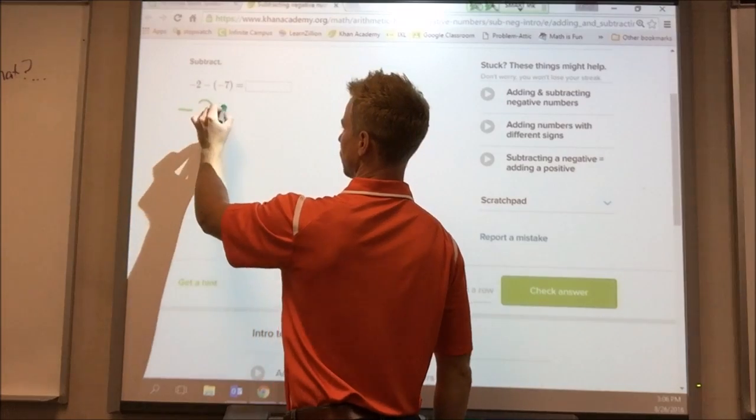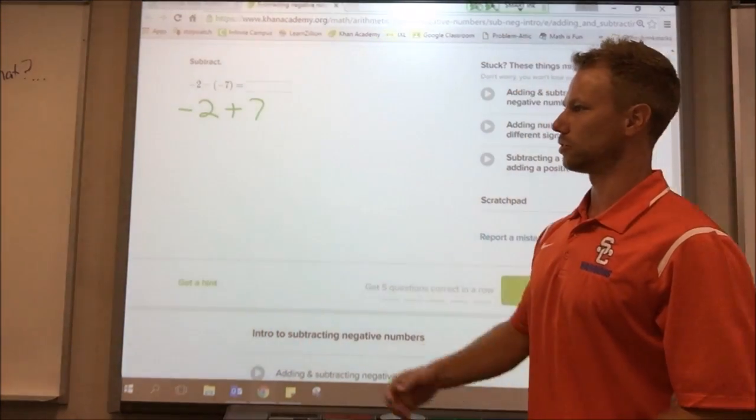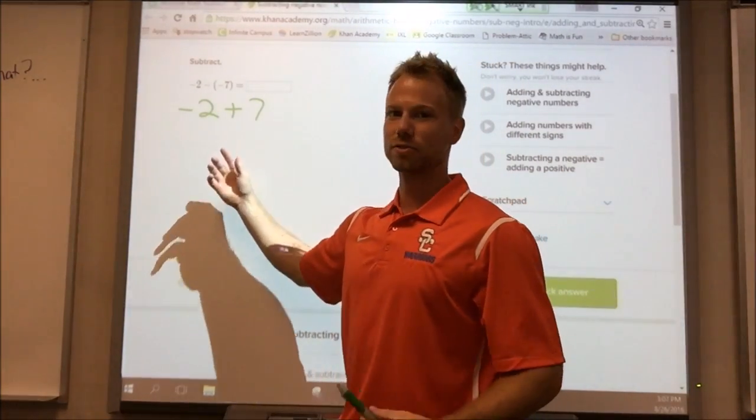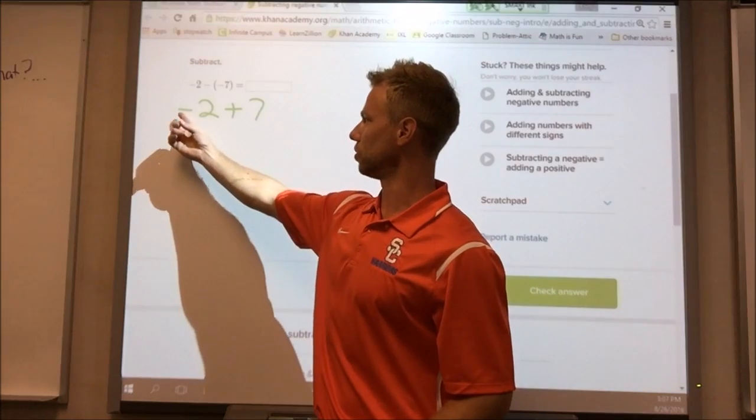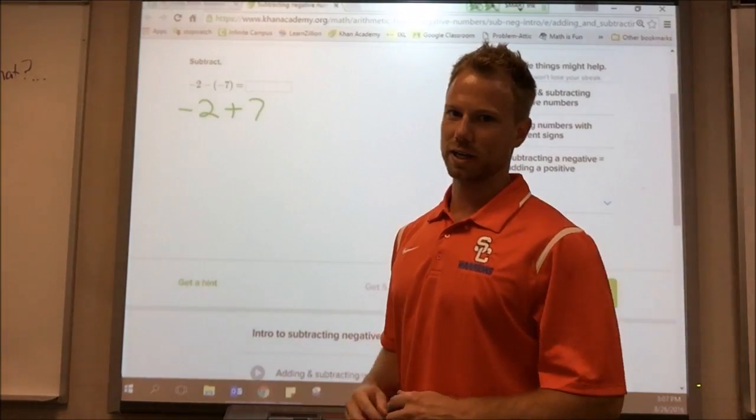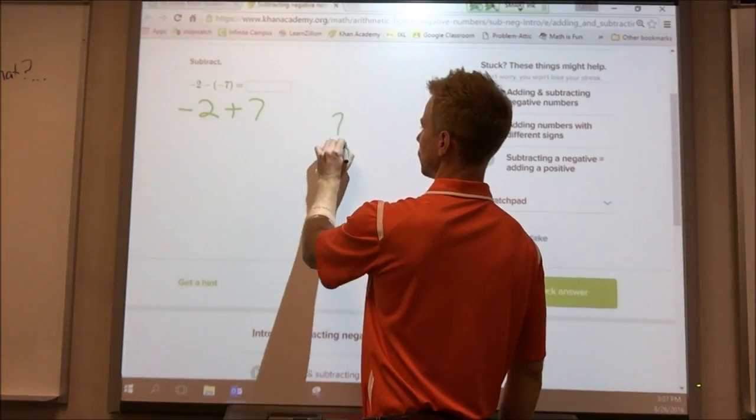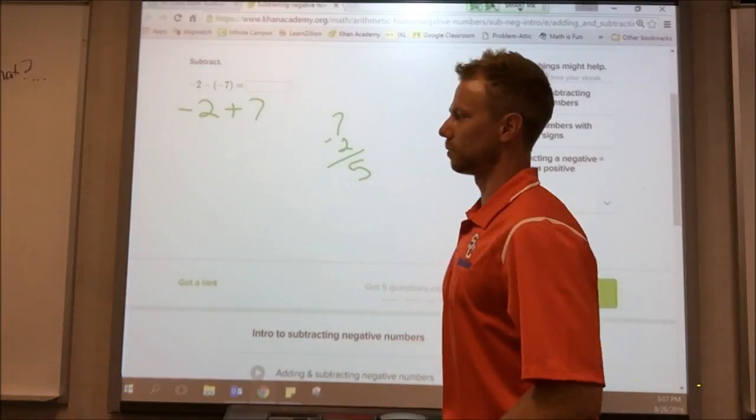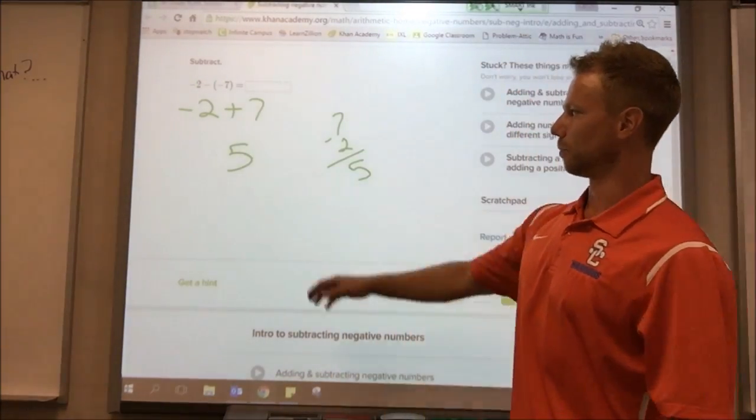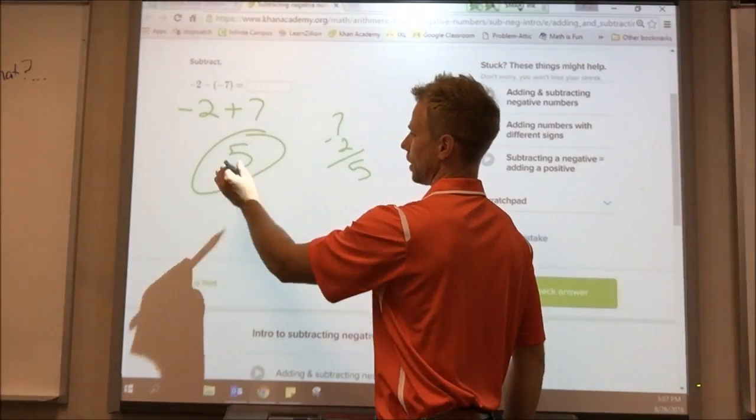So that becomes -2 plus 7. Okay, two like signs becomes a positive. Now I have two unlike signs. In front of the 2 is a negative, between the two numbers is a positive, two unlike signs. So the rule says we subtract, so I'll do that on the side, and keep the sign of the bigger number. 7 minus 2 is 5. The bigger number is 7, and that sign is positive, so it's a positive 5.